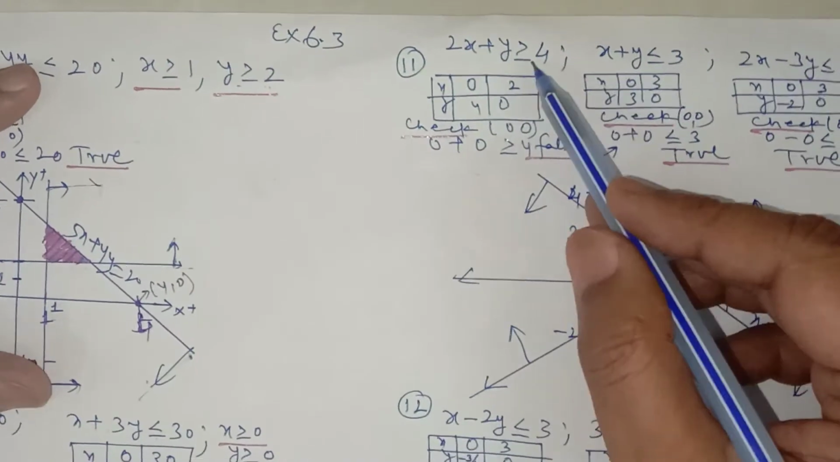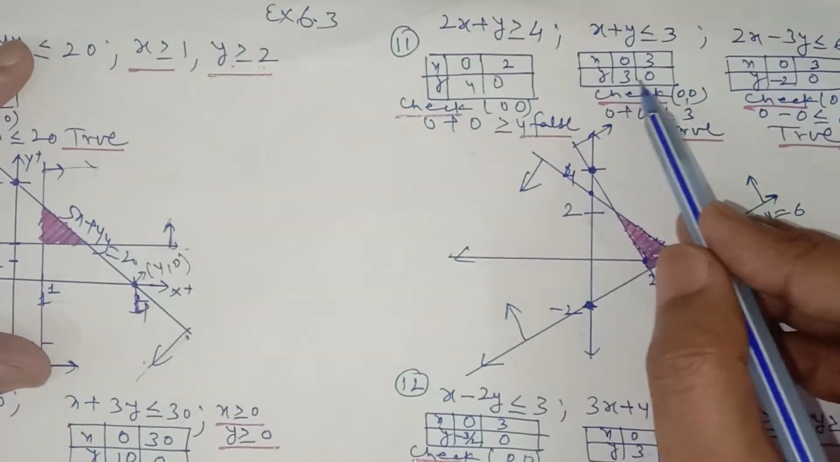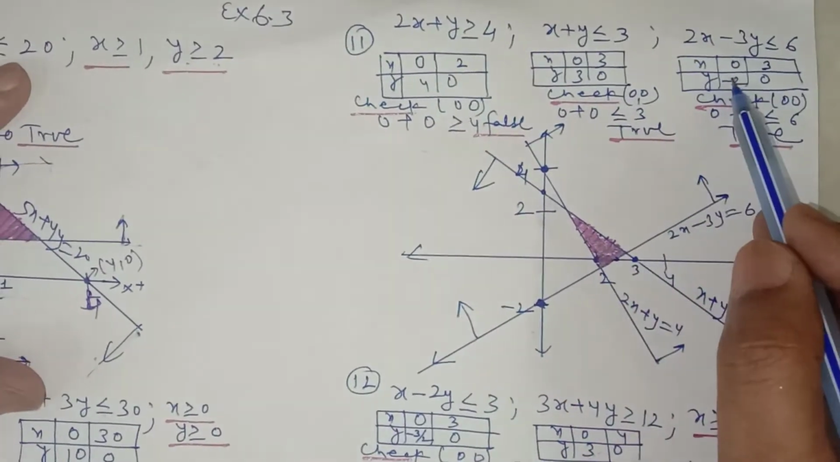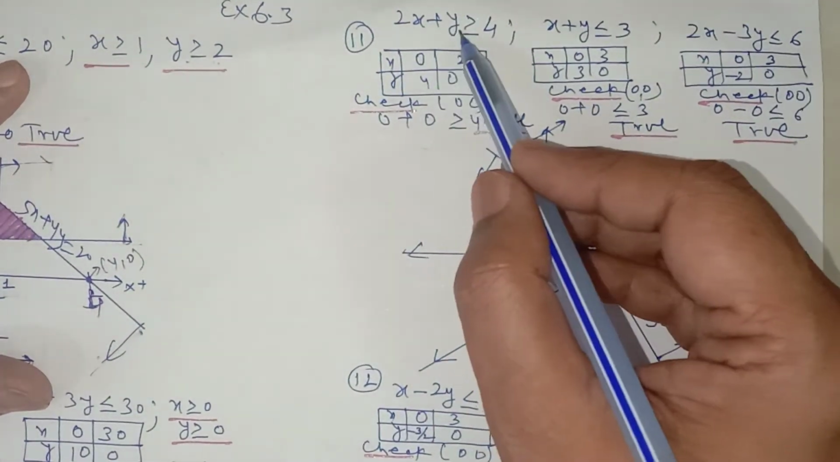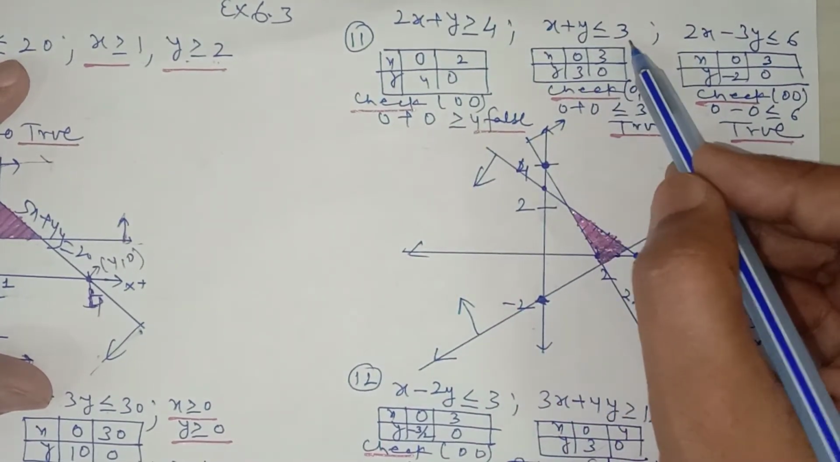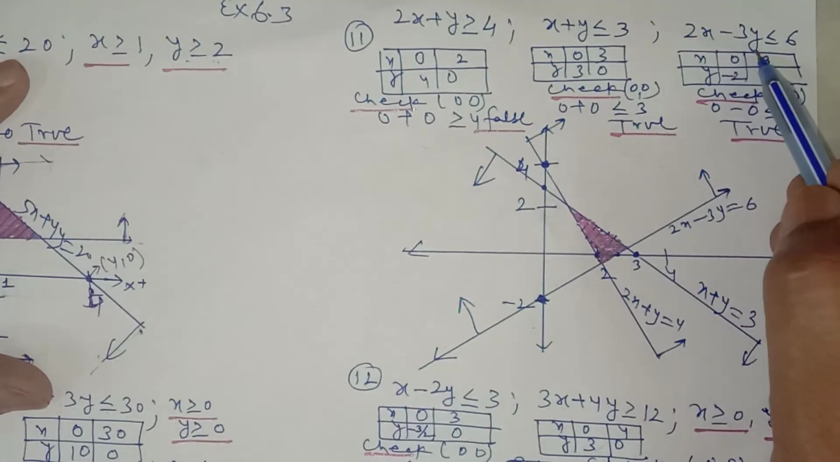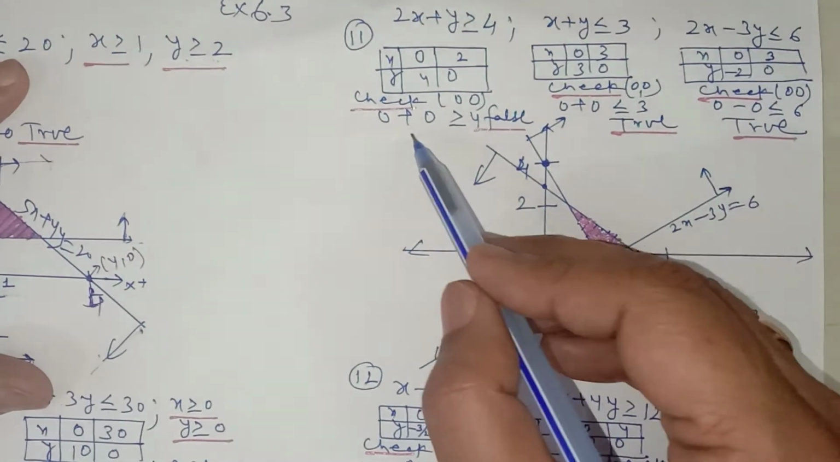Now in this we have how many equations? 1, 2 and 3. Taking, as usual, the proper solution set, checking whether (0, 0) is a solution of this equation or not. 0 plus 0 greater than 4, it is false. 0 plus 0 less than 3, it is true. 0 minus 0 less than 6, it is true. So in two equations we have true, in one equation we have false.